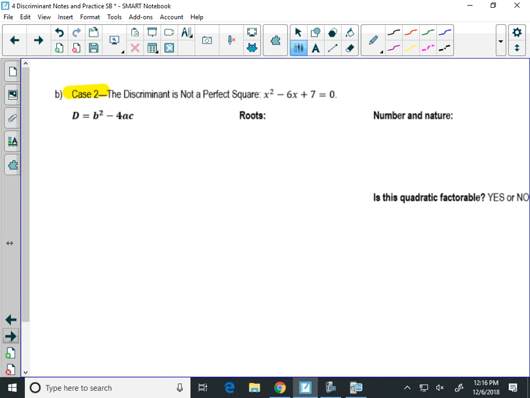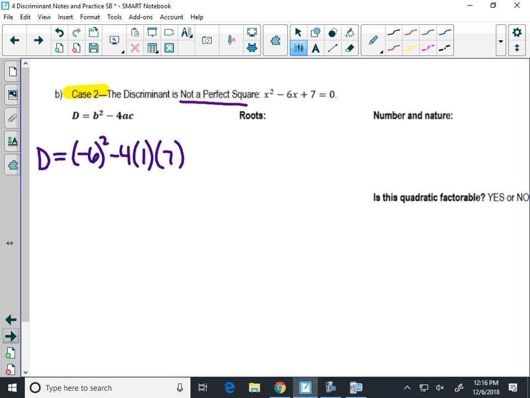All right, so if I look at the next one, let's talk about the next case. What if the number under the radical is positive but not a perfect square? Okay, so you get something like 41 or 22, 23 or 22. All right, so let's calculate the discriminant here. Start with b squared. So b here is negative 6. So negative 6 squared minus 4 times a is 1 and c is 7.